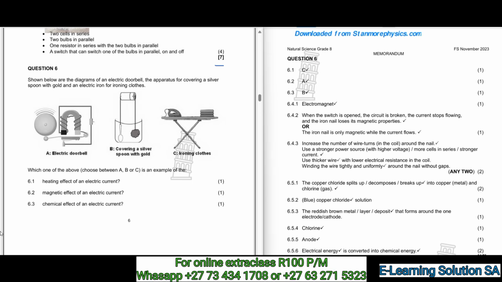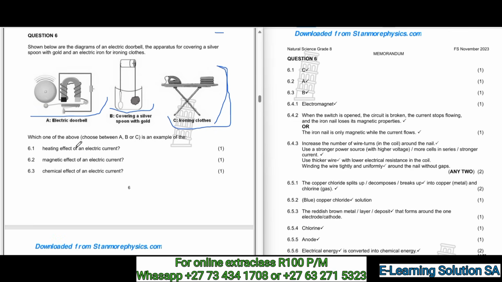Okay, so moving to question 6, shown below are the diagrams of an electric doorbell, the apparatus for covering a silver spoon with gold, and an electric iron for ironing clothes. Okay, so this one is an electric doorbell, as you can see. This one is covering a silver spoon with gold, and this one is ironing of clothes. So it's an ironing board, iron and also clothes.